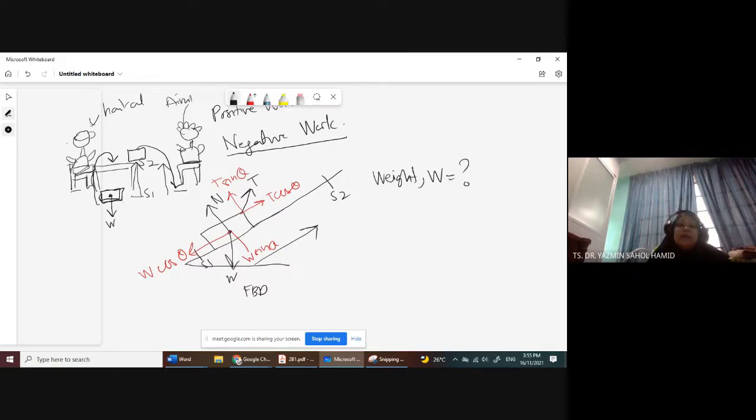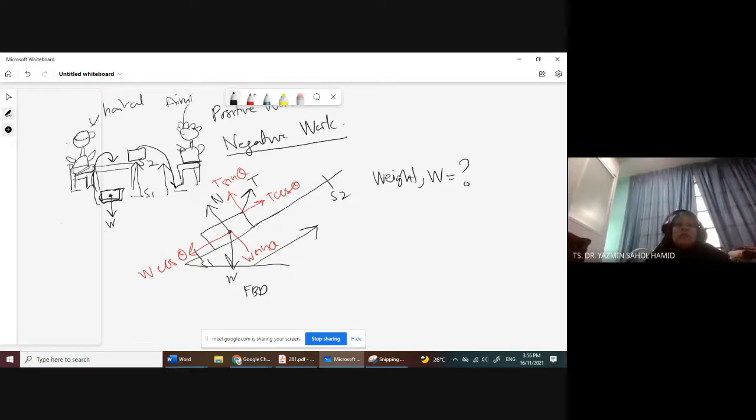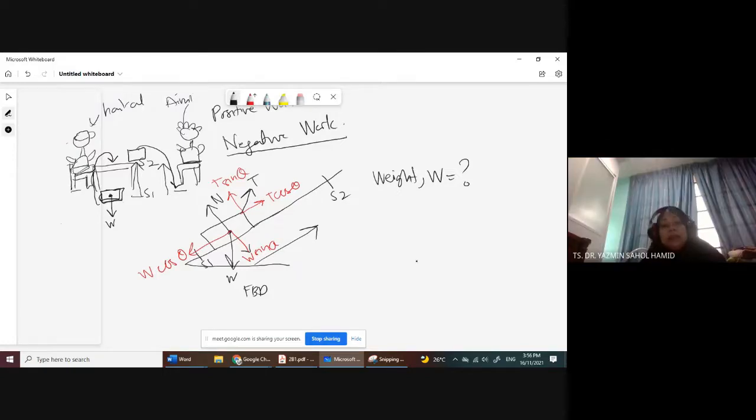Is there? Yes, what ada weight? No. The clue is the work of a force must be in the direction of the displacement. Betul tak? So is there work due to weight? Ada. Tapi which one, W cos theta or W sin theta? Sin? No. Bukan. W cos theta.